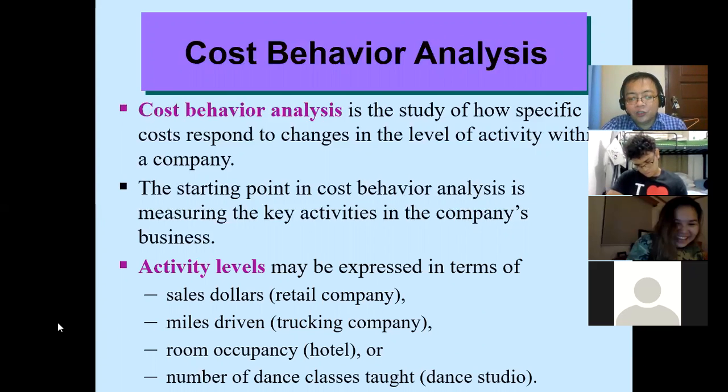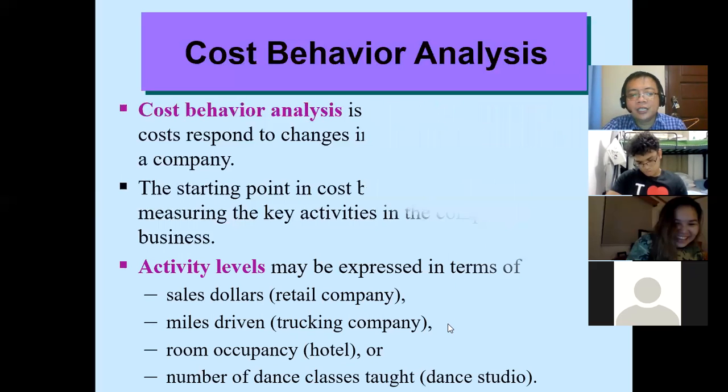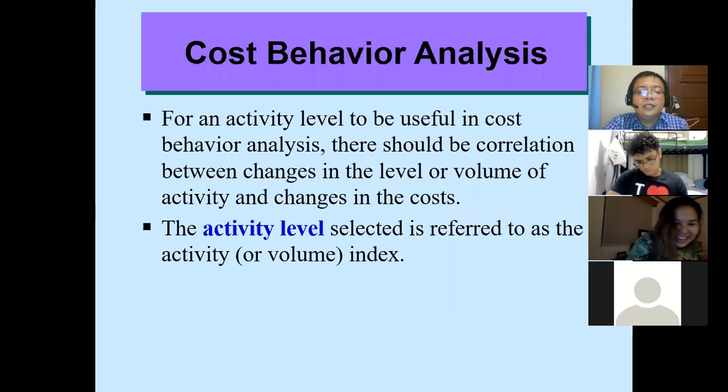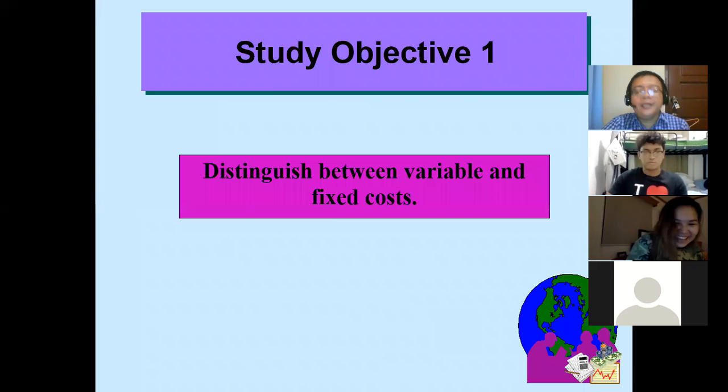All right. That's why in terms of activity level, the terms are very important. You have sales per dollar, you have miles driven, room occupancy, number of dance classes. Distinguish between variable and fixed cost.